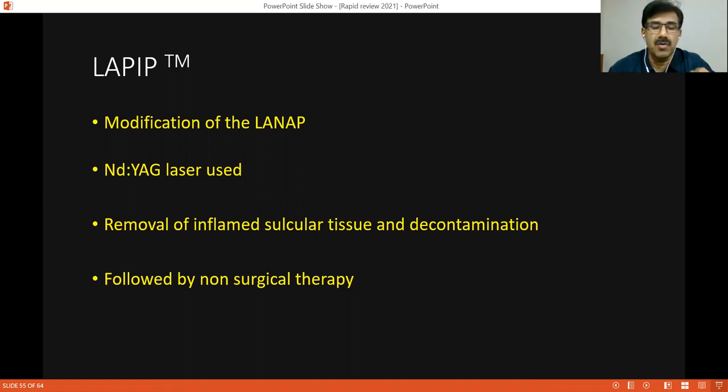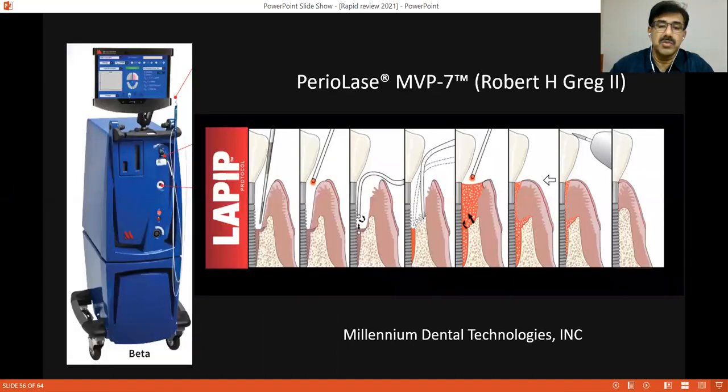Now, this is a protocol that is developed by a company known as Millennium Technologies in the US. It's a patented technology. What they use is this laser machine, the Periolase MVP7. It's an Nd:YAG laser. And the inventor is Robert H. Gregg II.